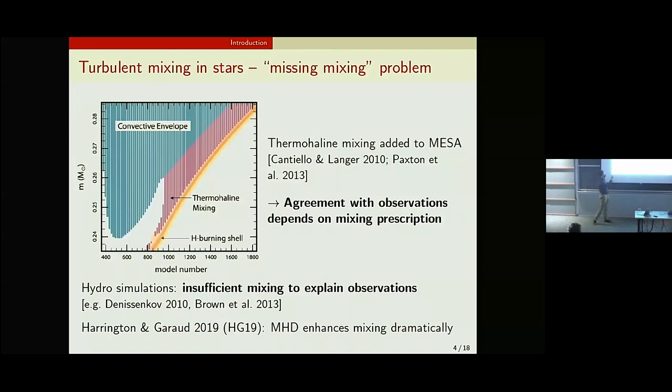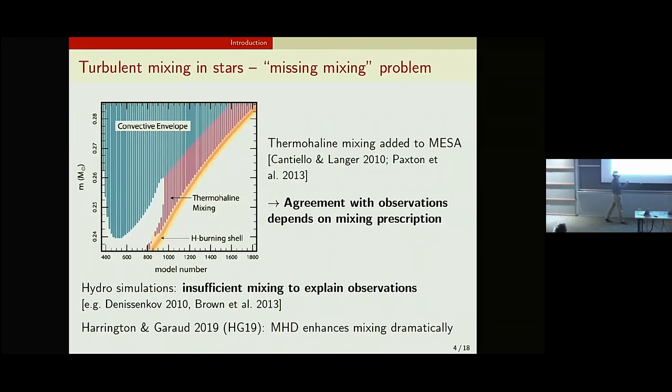Now, if you don't have thermohaline mixing turned on, there's nothing to allow chemicals to mix between this convective envelope and the hydrogen-bearing shell. But thermohaline mixing, if it's efficient enough, can allow significant mixing of chemical species down to the hydrogen-bearing shell, and thus explain, say, lithium depletion.